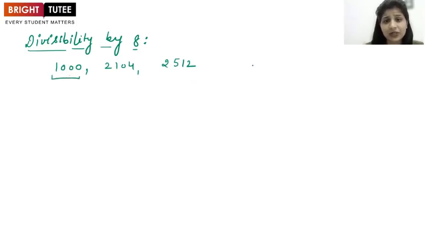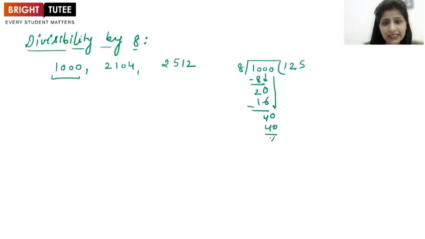Can you divide 1000 by 8? Let's try it out. So we have 8 ones are 8. You will be left with 2. Copy down 0. 8 twos are 16. You will be left with 4. Copy down 0. 8 fives are 40. Yes, exactly divisible. Okay, 2104.